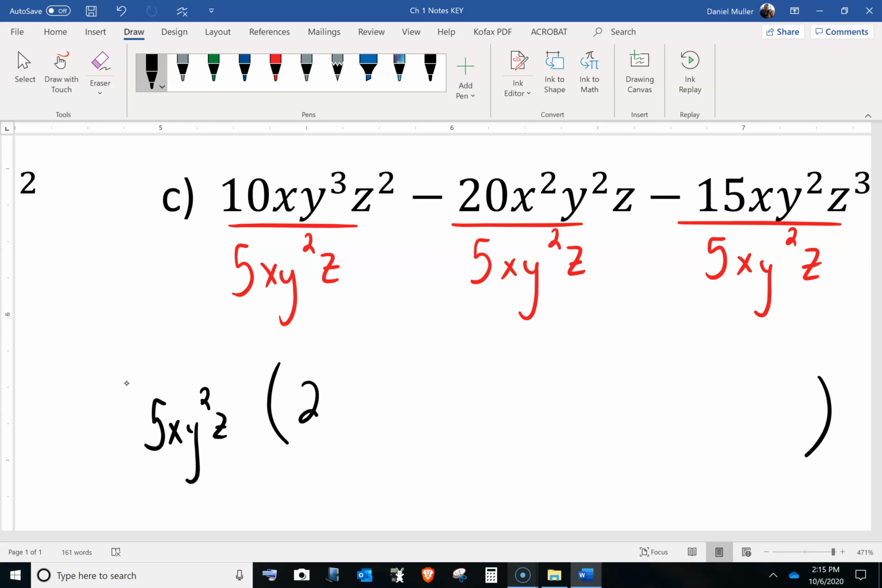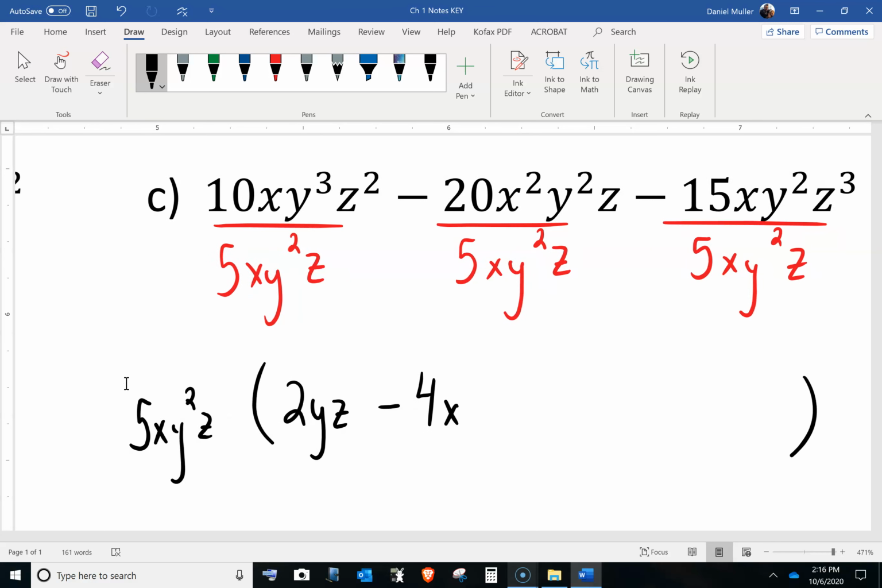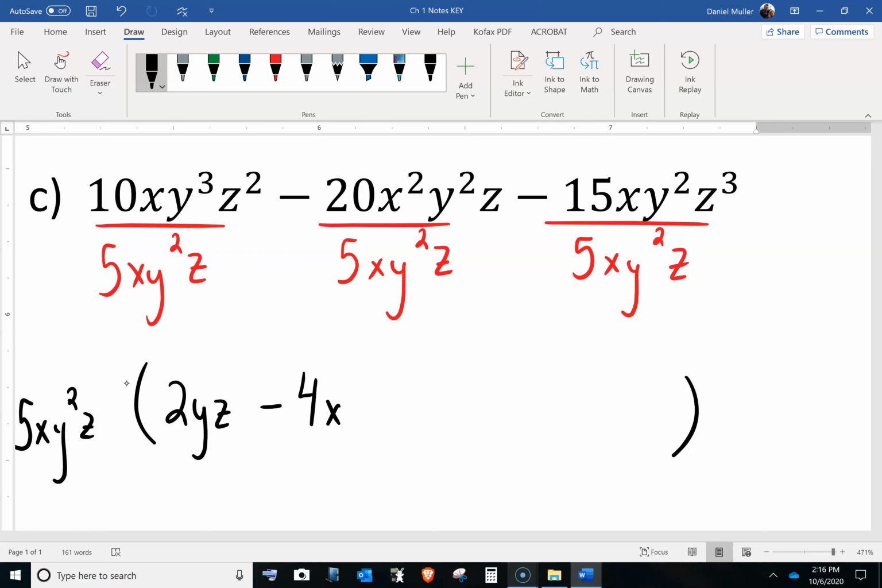10 divided by 5 is 2. The x's are gone. There's a leftover y on top and a leftover z on top. Minus 20 over 5. Negative 20 over 5 is negative 4, so that's good. There's a leftover x on top. Both of the y's cancel and both of the z's cancel. Negative 15 divided by negative 5 is going to be a negative 3. Both of the x's cancel, both of the y's cancel, and there's 2 z's left on top.